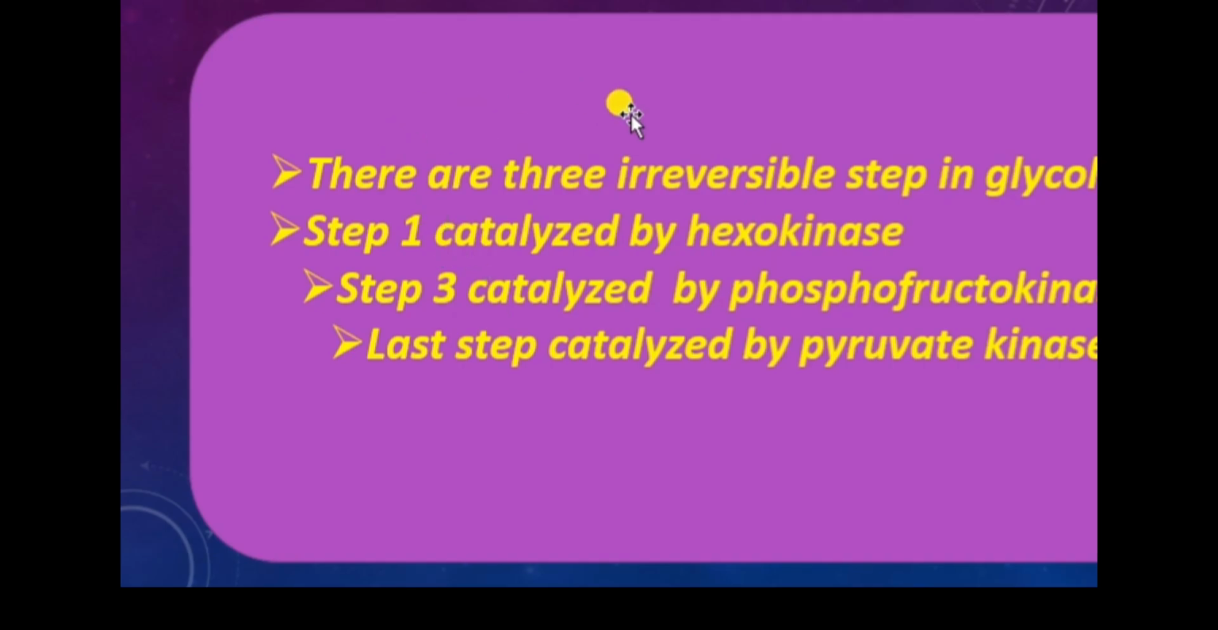Now there are 3 irreversible steps in glycolysis. Which ones? Step 1 catalyzed by hexokinase, step 3 catalyzed by phosphofructokinase, and the last step catalyzed by pyruvate kinase.